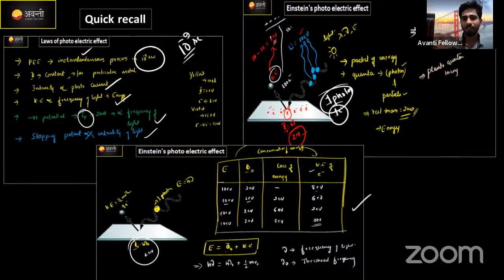Based on this table, we explained the complete theory. He also gave an equation: the total energy we are inserting is equal to the work function plus the kinetic energy. Clear? This is all we discussed in the last class. Let me know through the chat box, guys, if it is clear. Yes. If it is clear, I have one question.